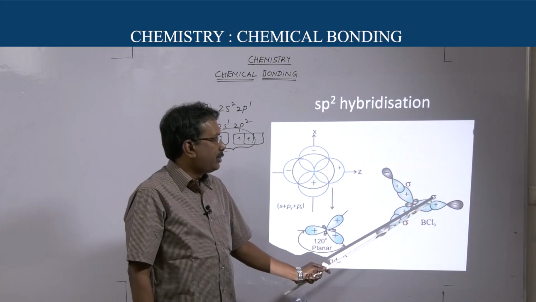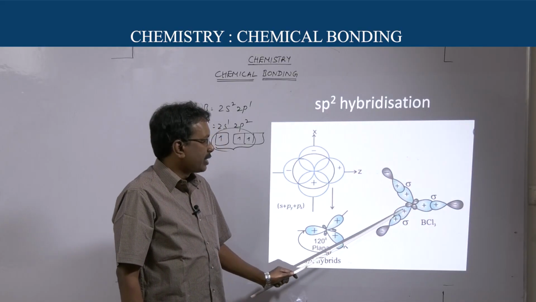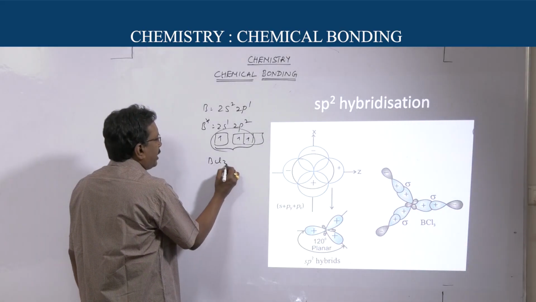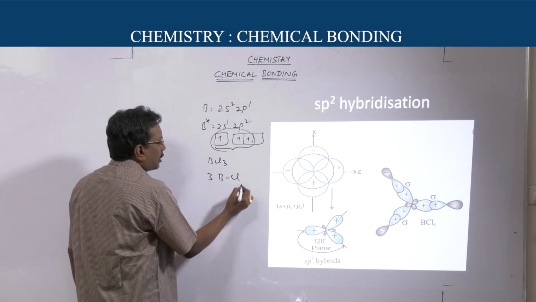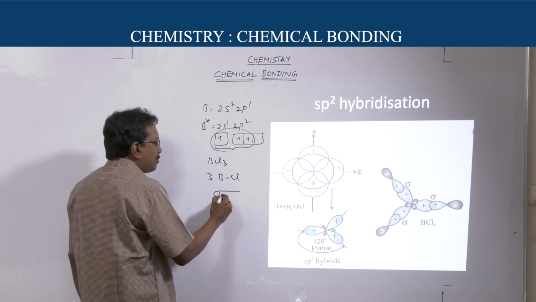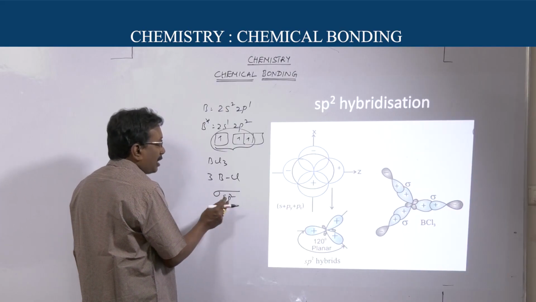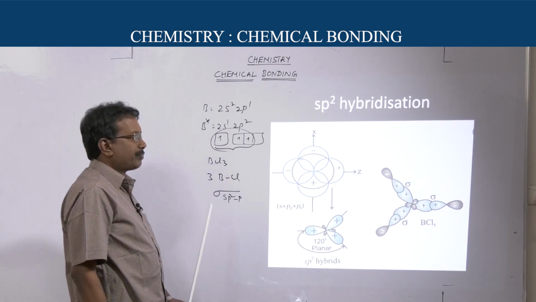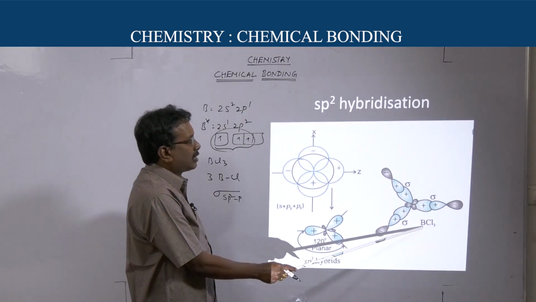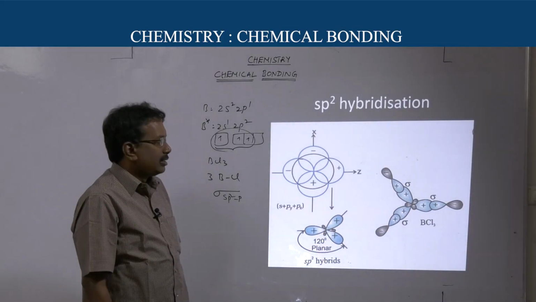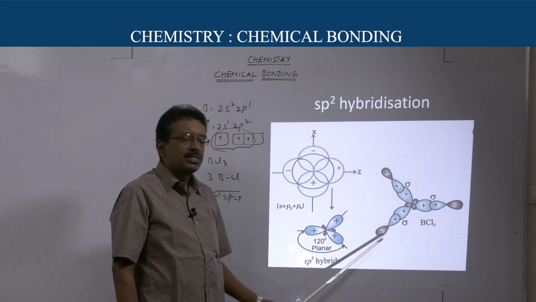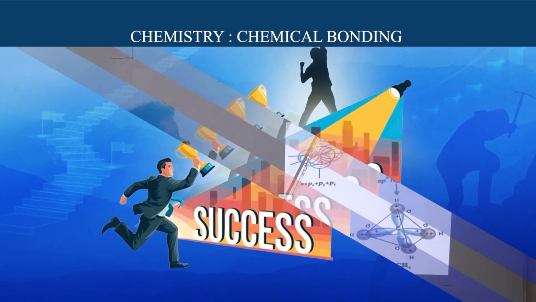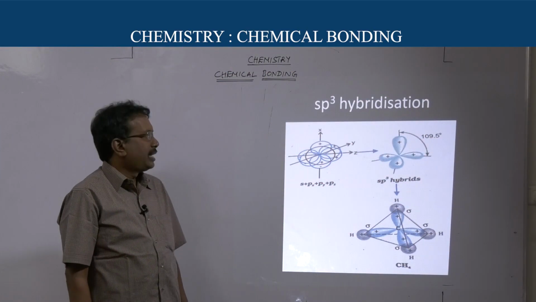So sp2-p, sp2-p, sp2-p. That means in the BCl3 molecule, what is the nature of bonding? We are getting three boron-chlorine sigma bonds. These sigma bonds are formed by overlapping of the sp2 orbital of boron with the p orbital of chlorine. And therefore, suppose if they ask what is the molecular shape of BCl3, then we have to say it is a trigonal planar structure with a bond angle of 120 degrees. Now, let us move to one more example, that is sp3 hybridization.